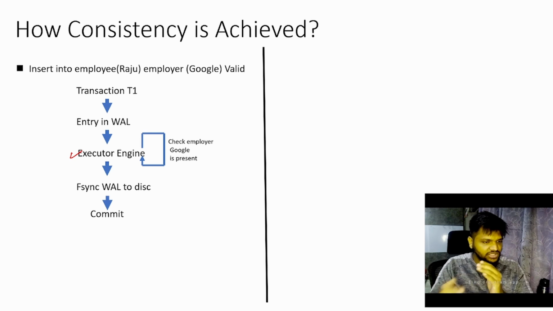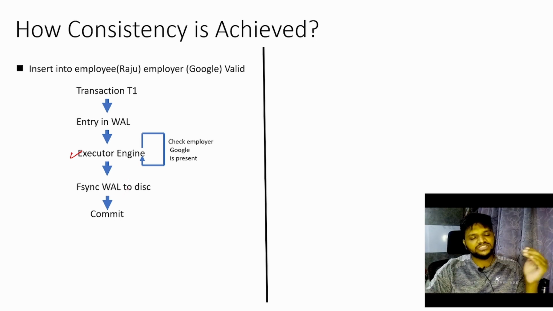If everything is correct, in this case the Google employer is present, it checks that everything is good, the transaction is completed, and the commit message is written onto the WAL file, and it is fsynced out to the disk, it is burned onto the disk, and then the commit happens. This is in the valid case.